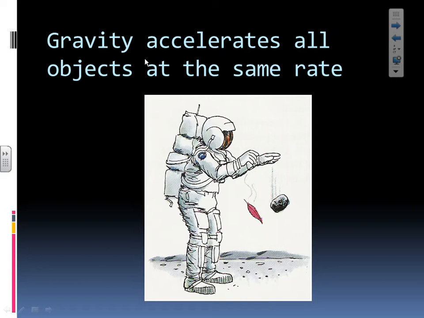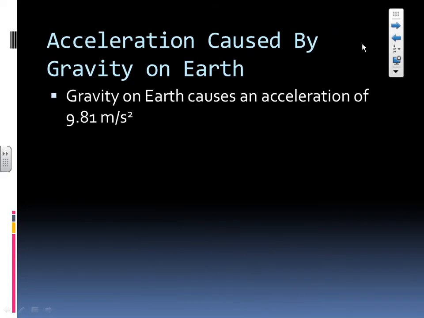Okay? And then, Maxie, here on Earth, that rate is what? 9.8 meters per second. Okay. Here on Earth, that acceleration is 9.81 meters per second squared. Gravity here on Earth causes an acceleration of 9.81 meters per second squared.